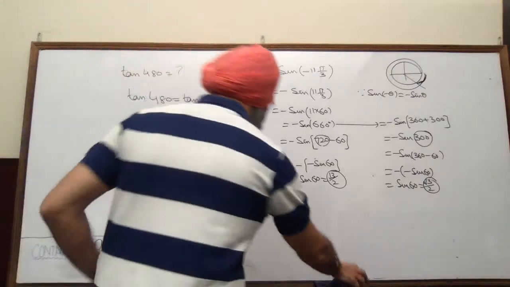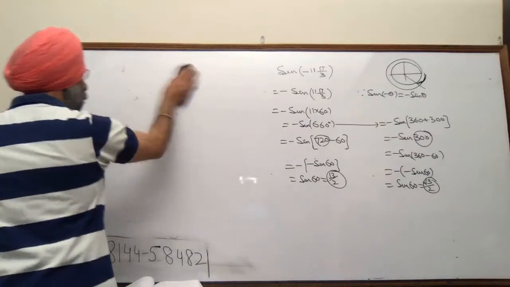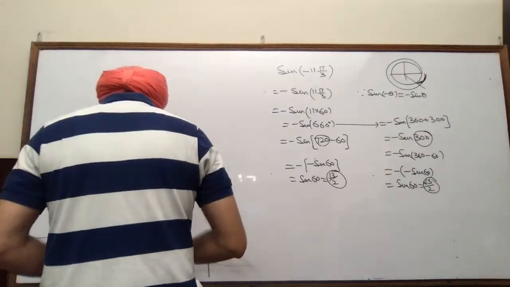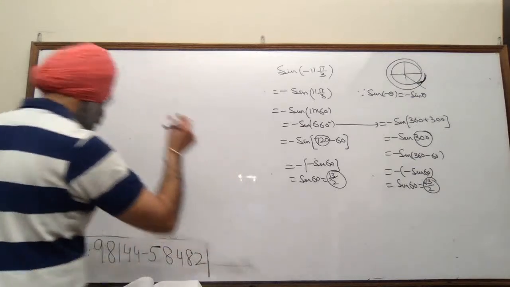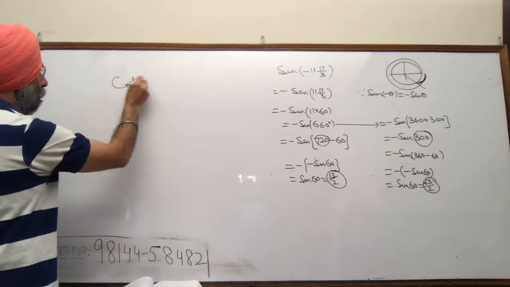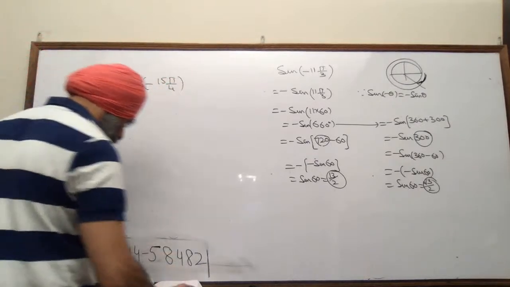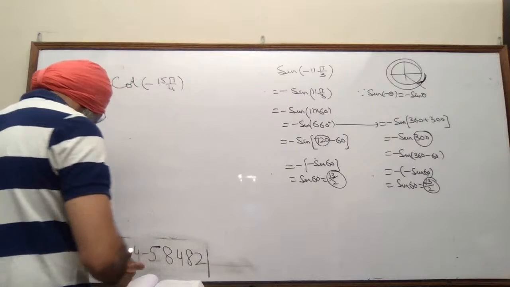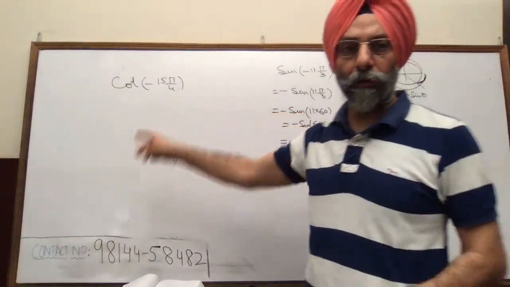Okay. Now solve the next one. So all of you find out the value of cot of minus 15 pi by 4. Find out the value of cot of minus 15 pi by 4. All of you.